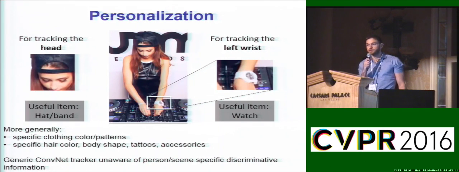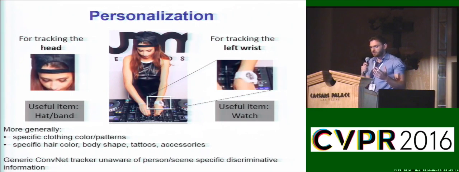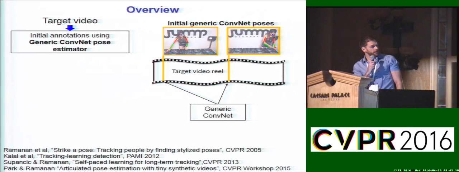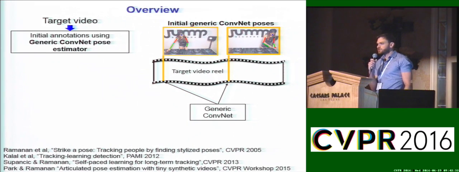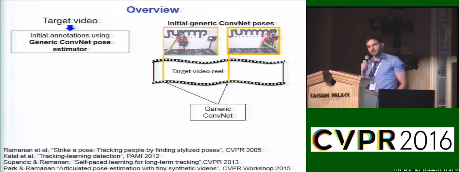What personalization allows you to do is to take a generic ConvNet and make it aware of this person and scene specific information and use it to greatly improve pose estimation performance on a target video. There has been prior work on personalizing human pose estimation in video, but our work is unique in that we show how to personalize a ConvNet to greatly improve its performance.